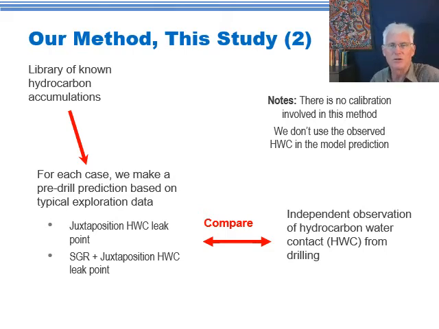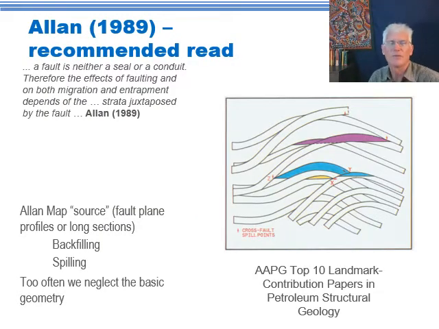So there's no calibration involved. We don't use the observed hydrocarbon water contact in the model prediction or in making the prediction at all. We just look for the pure geometry and convolve that with the stratigraphy to come up with an idea of what, why, and where the thing works.